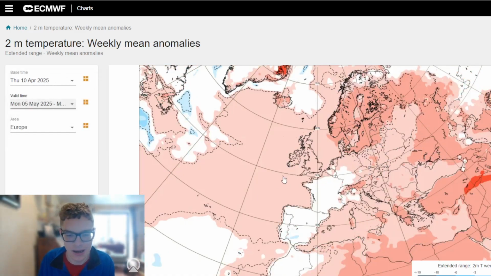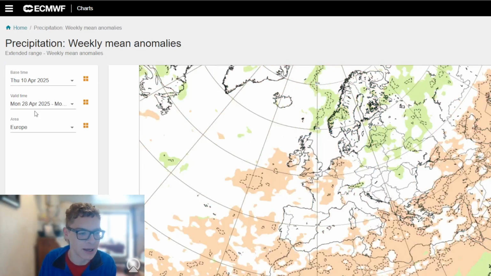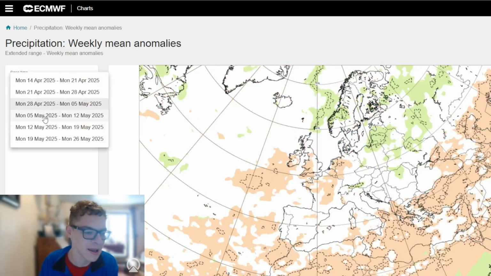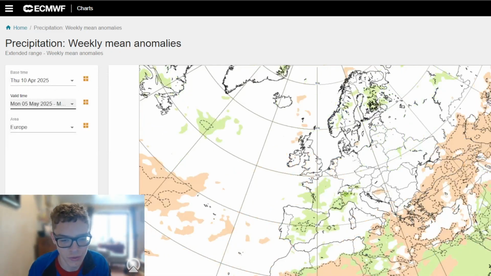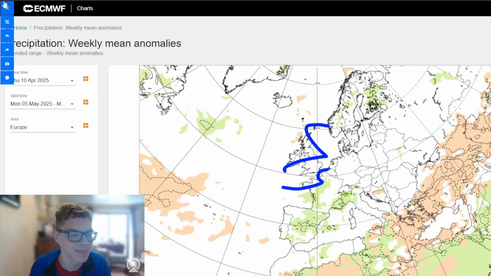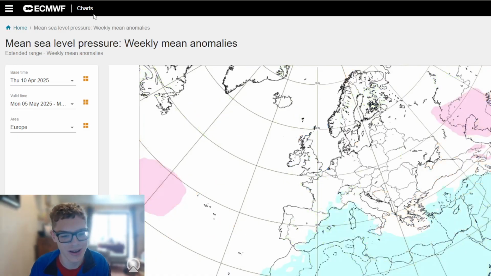Temperature anomalies, again, above average for the first week of May, and the precipitation anomalies are also drier than average to the north, slightly wetter than average to the south. We're kind of in a no man's land with that one. So a bit of a mysterious chart.